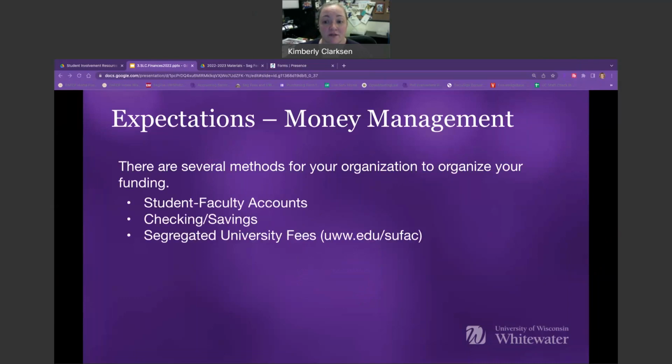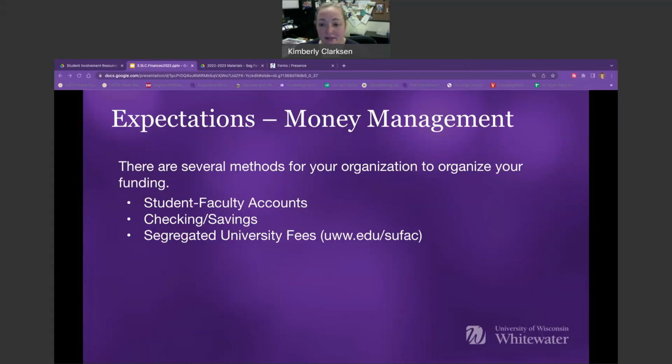Student faculty accounts are similar to savings accounts at any banking institution with a couple of key exceptions. First, they're located on campus and run through the cashier's office. Second, your account will be under the employee identification number of the university. Third, to access your money, an authorized member must request a check to be cut for the purchase to be made. Checks may take up to 24 hours to be processed and printed.